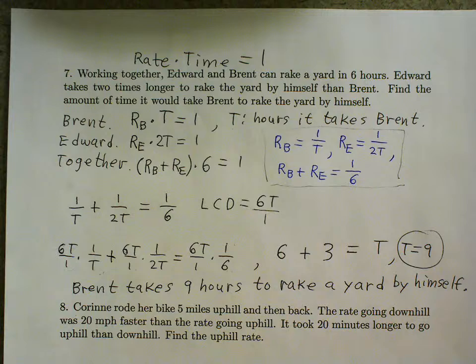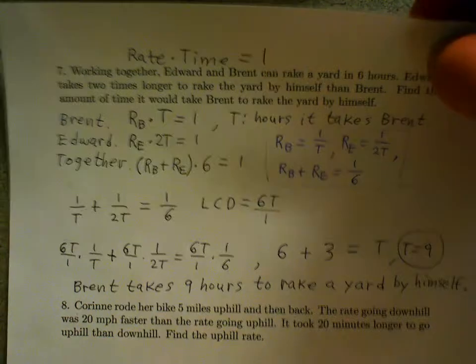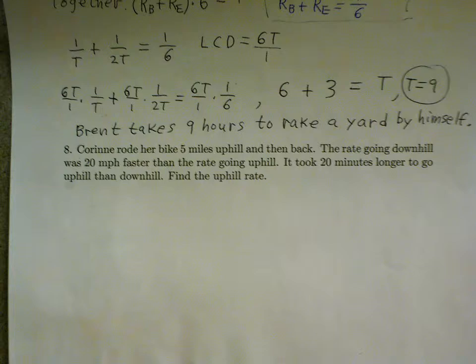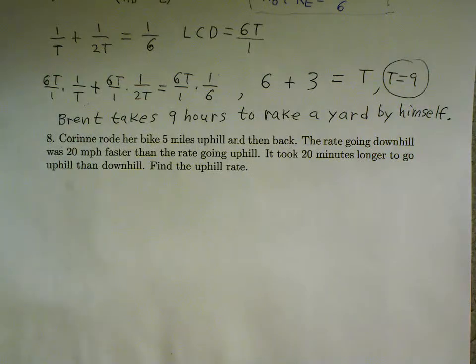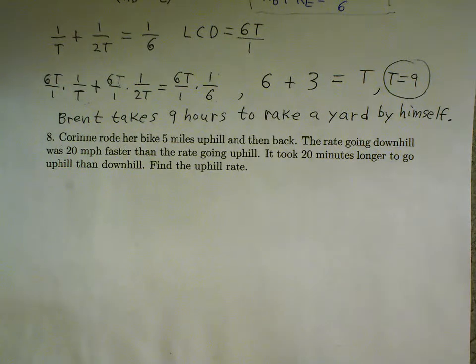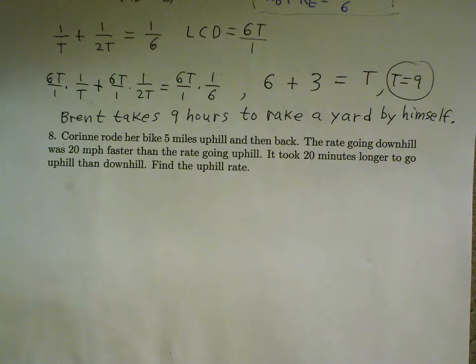Okay, the next problem. Corinne rode her bike 5 miles uphill and then back. So 5 miles uphill and then 5 miles back. The rate going downhill was 20 miles per hour faster than the rate going uphill. And it took 20 minutes longer to go uphill than downhill. So we want to find the uphill rate.